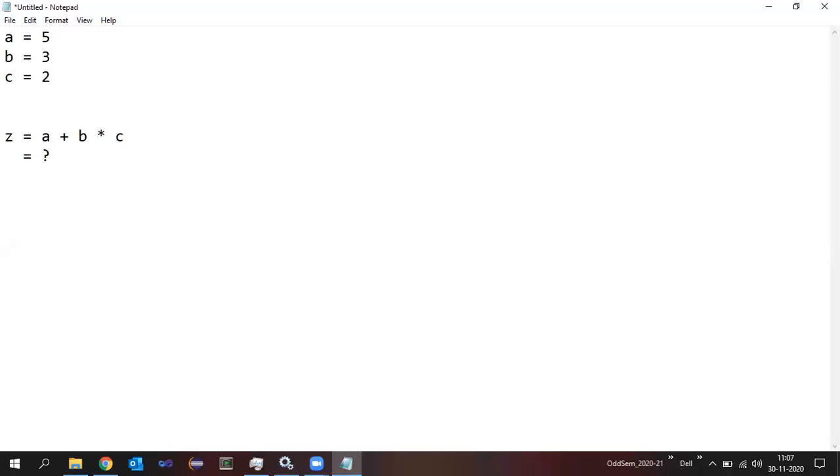Eleven, sir. 11. How 11? We first carried out the highest priority. Between this plus and star, the highest priority is star, that is multiplication. So first perform the multiplication: B into C, that is 3 into 2, 6. So 5 plus 6, we get 11, right?